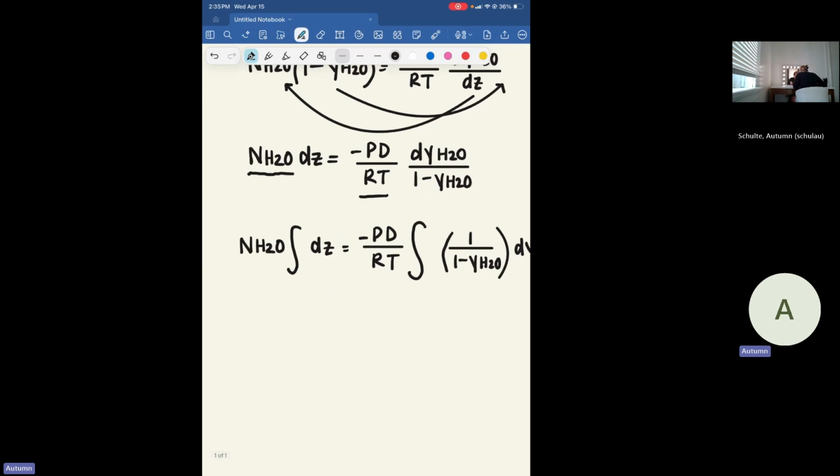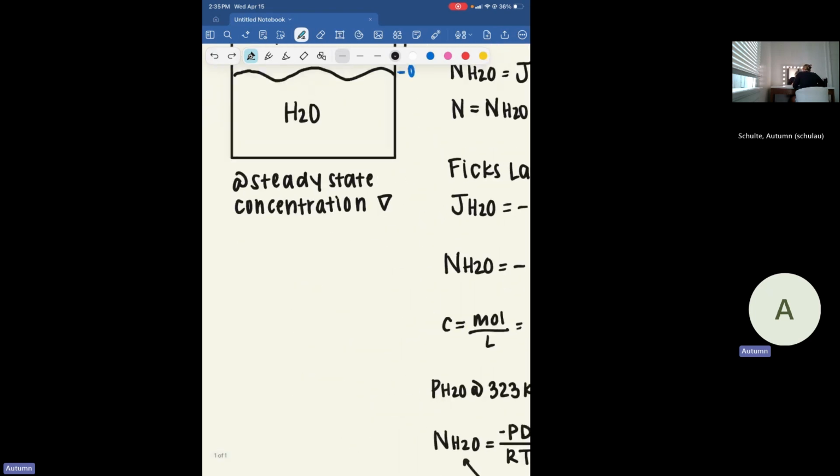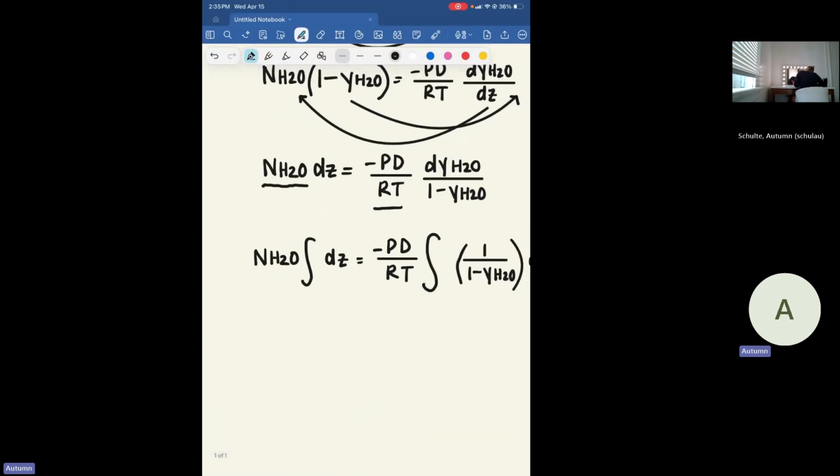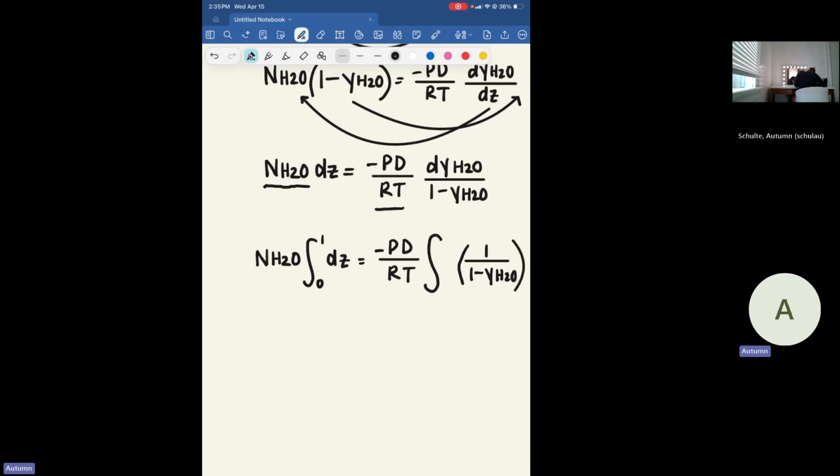Now we want to start discussing our parameters. Over here, we're dealing with our Z, our change in position. And as you can see from up here, our change in position was from 0 to 1 meters. So this is simply going to be from 0 to 1.